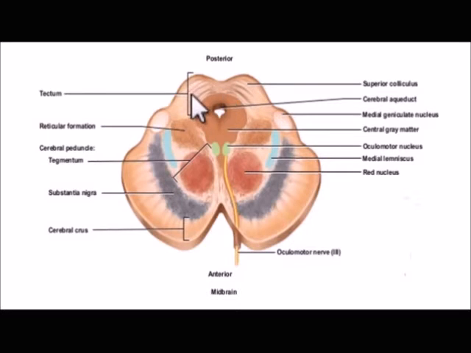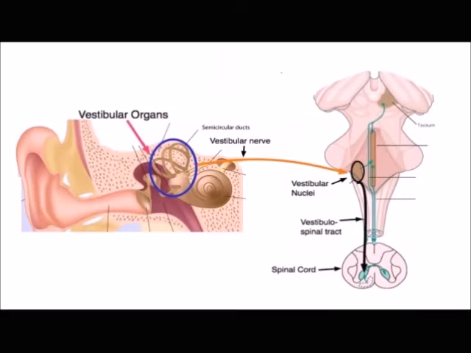So it is here that you will find the tectum in the midbrain, and the medial longitudinal fasciculus, which receives the connection from vestibular nuclei, and this medial longitudinal fasciculus is connected to the tectum. That means it is connected to the superior colliculus and inferior colliculus that are concerned with visual sensation and auditory sensation, or visual control and auditory control, by superior colliculus and inferior colliculus respectively.